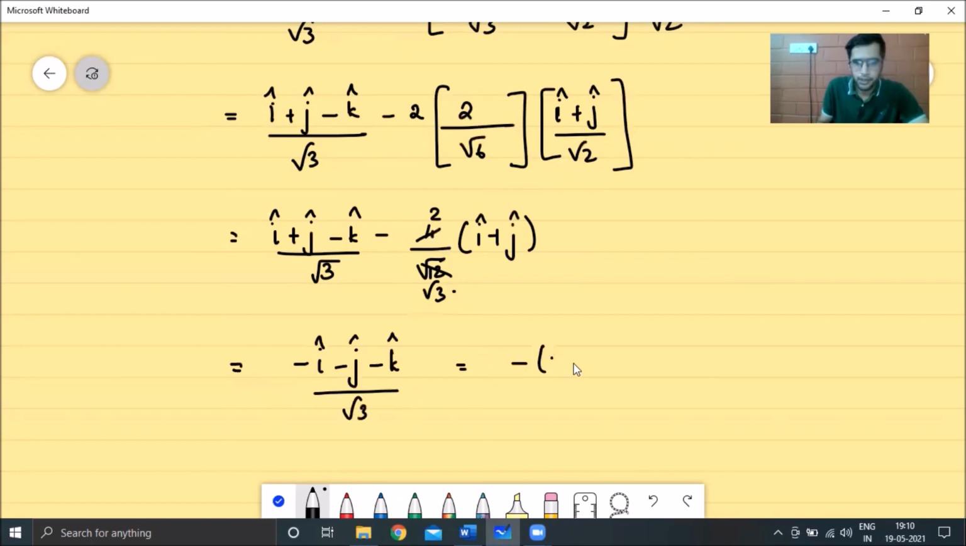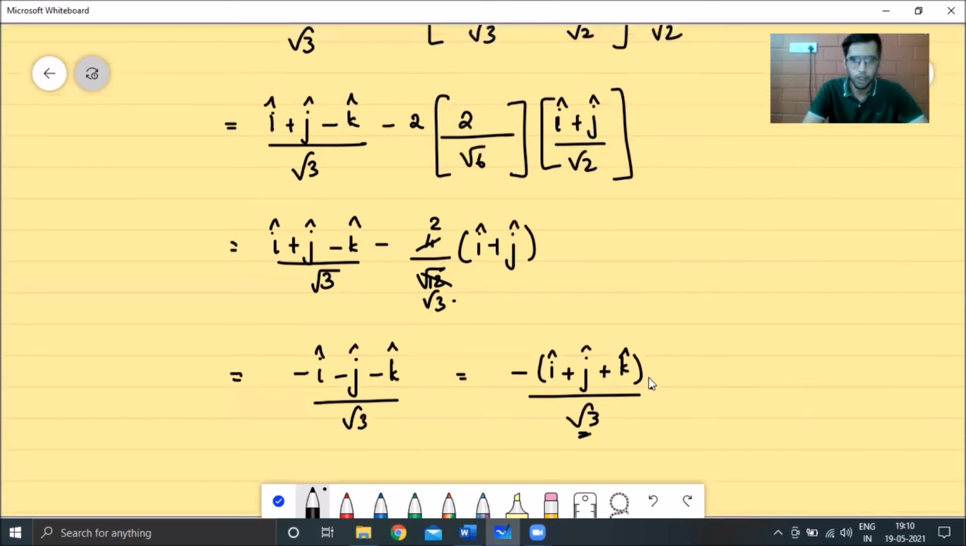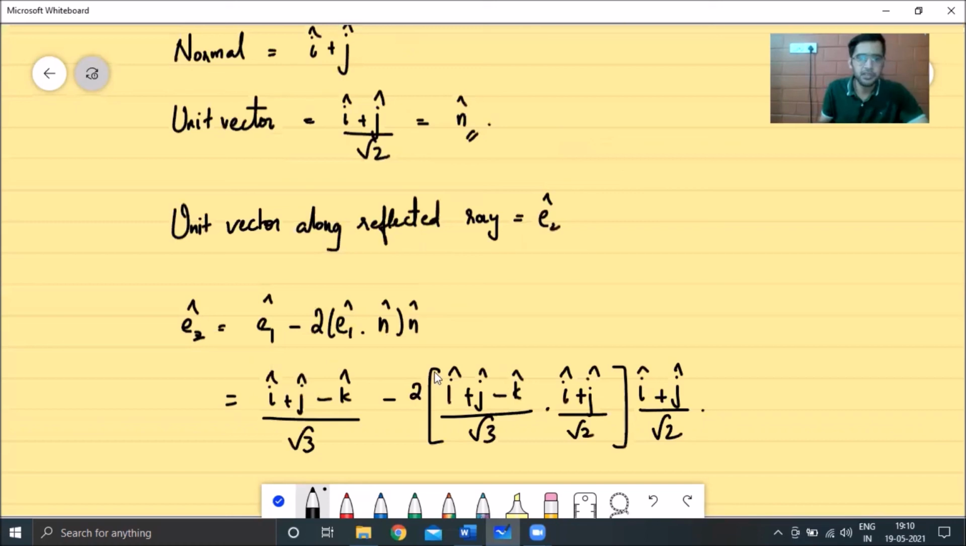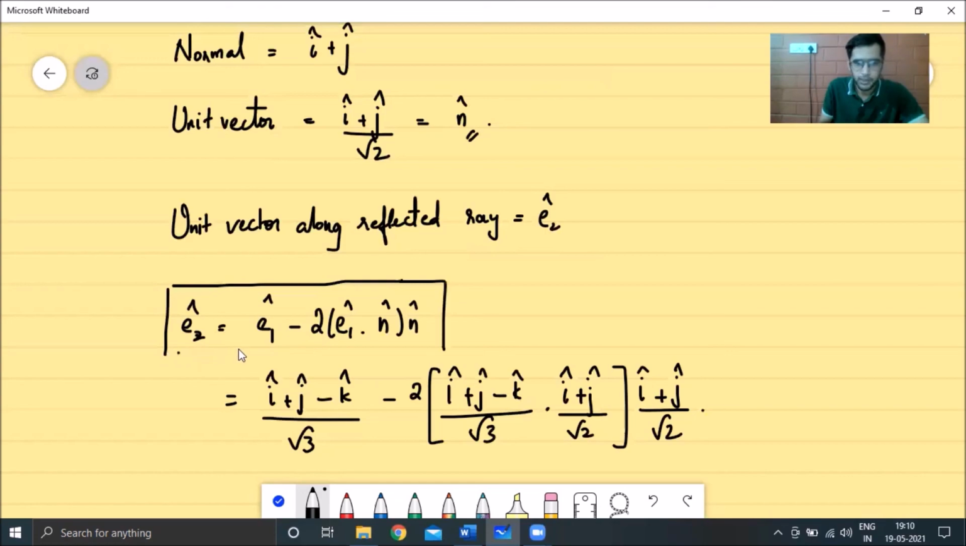So you get the unit vector along the reflected ray for this question to be equal to minus of i cap plus j cap plus k cap divided by root 3. Right? So you see that this formula which you derived, the relation between the incident ray, reflected ray, and the normal, is helpful to solve questions of these kinds. You can directly use this formula to get the answer for questions of this manner. Right? So I hope this concept is clear.